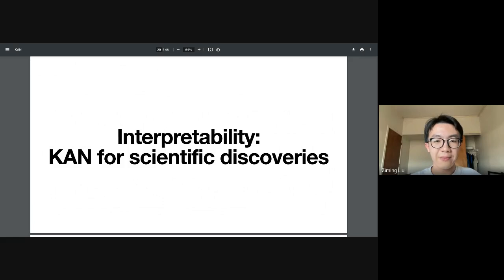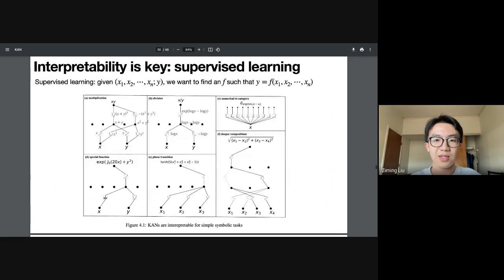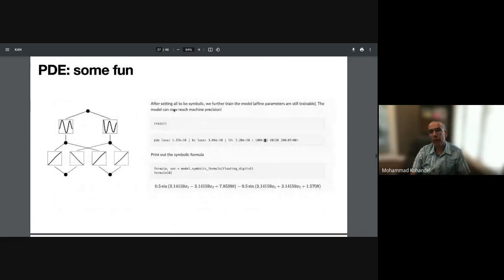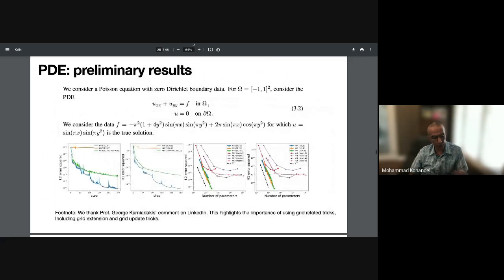So the second good property about KANs lies in their interpretability. Before you go ahead, can I ask a quick question? Sure. How is the result changing upon the activation function that we have? For example, if you go from splines to polynomials, does the accuracy change?